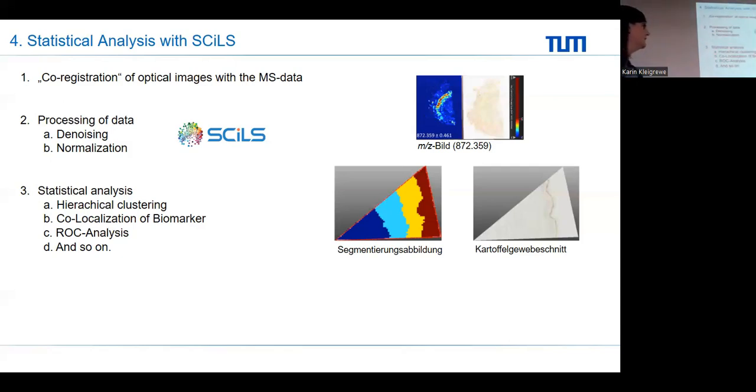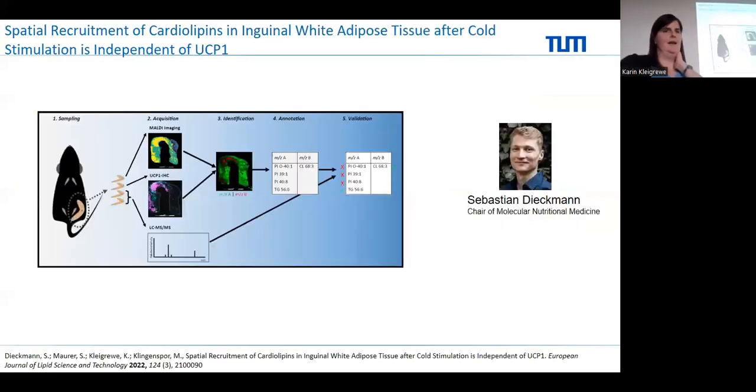And then you can say, okay, I want now to find the differences. So you can do co-localization of those biomarkers. You can do a ROC analysis to really show that this is an interesting biomarker for a specific metabolite. And then lastly, I just want to show you the project we did together with Sebastian Diekmann. So the group of Professor Kleigrewe from the Chair of Molecular Nutritional Medicine, they are interested in brown and white adipose tissue.